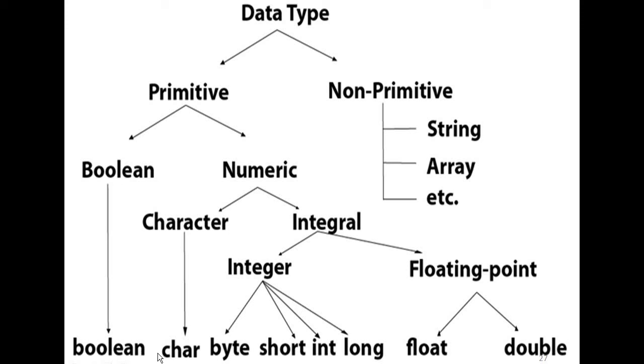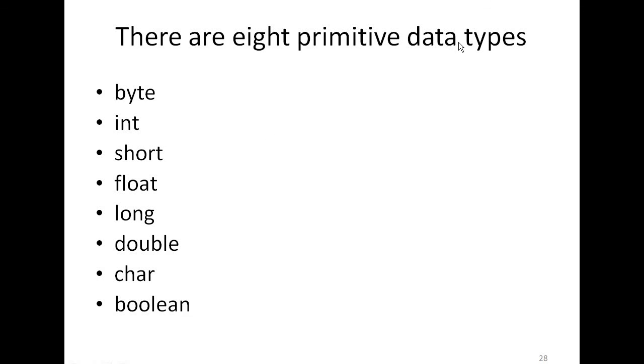Boolean is 1, 2 is character, byte is 3, 4 is short, int is 5, long is 6, float is 7, double is 8. Very important, and you need to remember these 8 primitive data types. And the non-primitive data types are string, array, etc. So these 8 primitive data types are given over here.